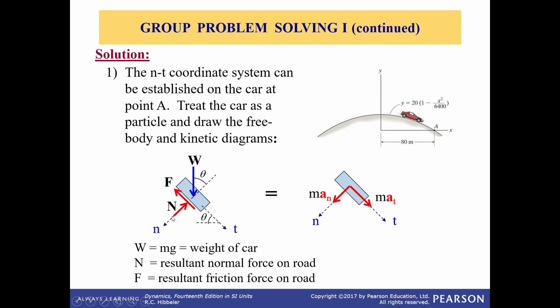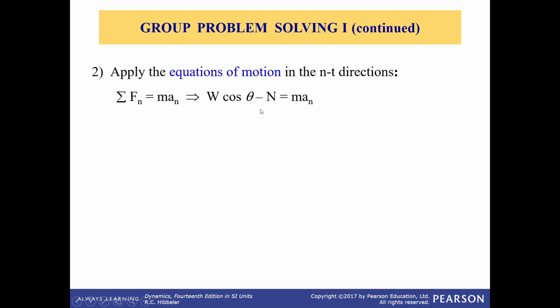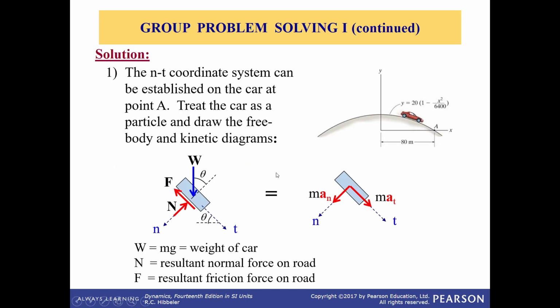I also have, because I know that this will be positive in this direction n, the normal force N acting in this direction, so it will be negative. That's why in the equation of motion, summation of Fn equals W cos theta minus N, equal to m an. The m an is in this direction, so it will be positive in this direction.